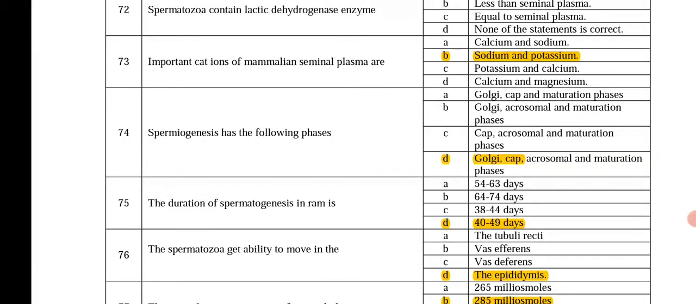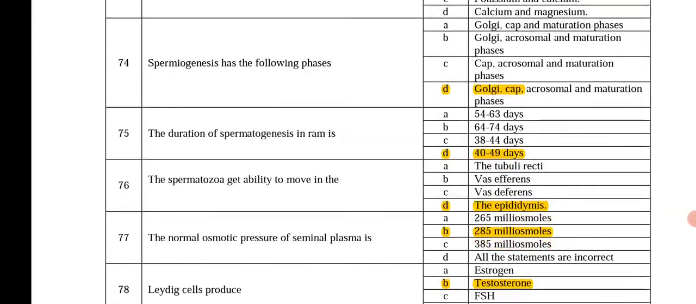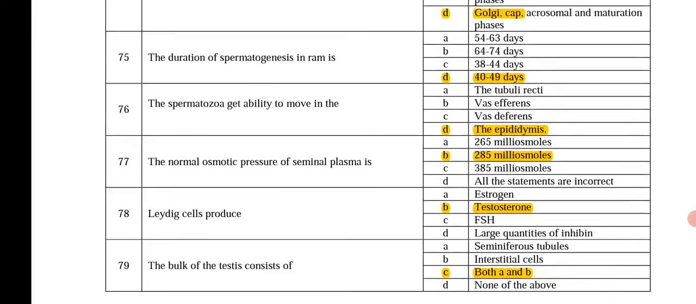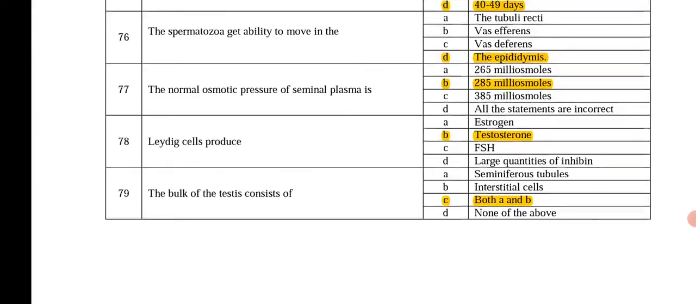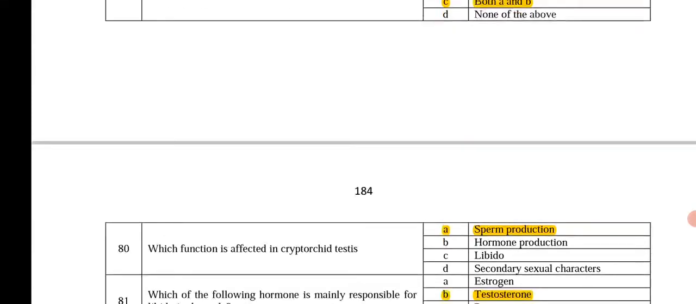The duration of spermatogenesis in rams is 40 to 49 days. The spermatozoa get ability to move in the epididymis. The normal osmotic pressure of seminal plasma is 285 milliosmoles. Leydig cells produce testosterone. The bulk of testes consists of both A and B: seminiferous tubules and interstitial cells.